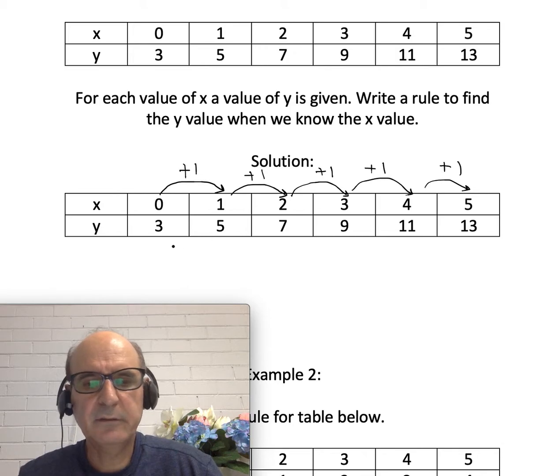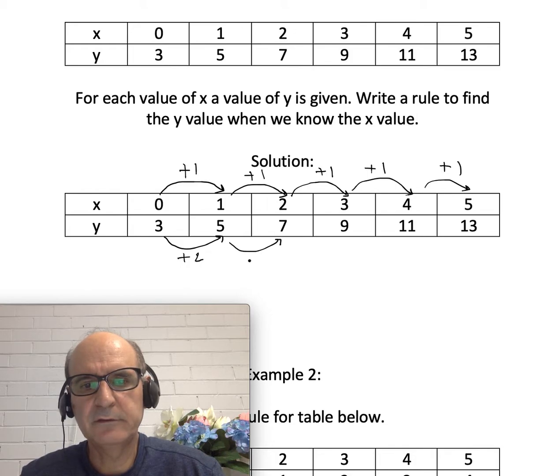We look this time around at y values, see how they are going up. So it's gone from 3 to 5, so gone up by 2. And from 5 to 7, again gone up by 2. From 7 to 9, gone up by 2. 9 to 11, increased by 2. 11 to 13, again increased by 2.